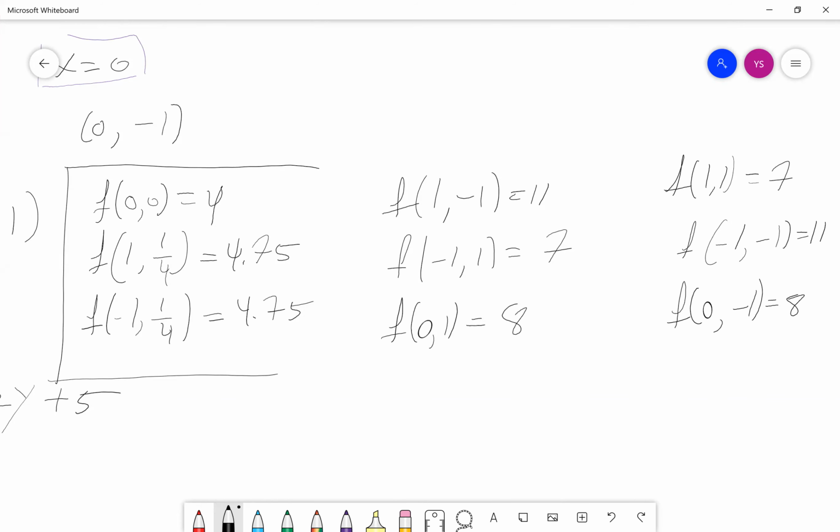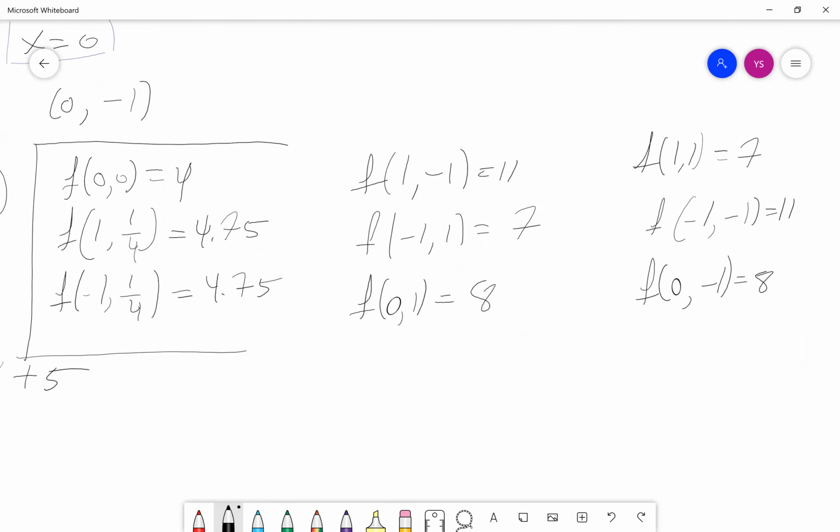So what are our absolute maximums? Anyone? So yeah, -1, -1. I mean, sorry, 1, -1. So this is a maximum right here, where f is equal to 11. And this is a maximum. And then this over here is a minimum. And that's it for today. And I'll see you tomorrow.